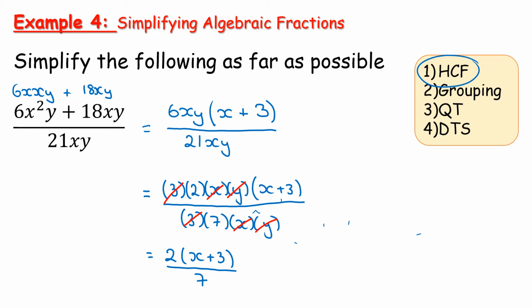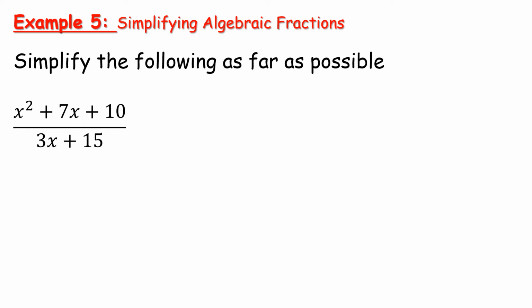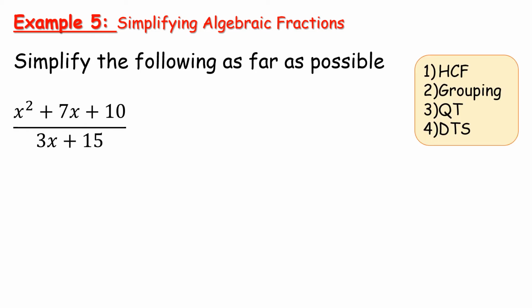Now, it wouldn't be good practice to leave it in factored form, so with the brackets. So to finish this, we would generally multiply out that top line again. So 2x plus 6 all over 7. But that is as simple as it can be. So now we have quite a complicated example here, because if you look on the bottom line we have highest common factor, but on the top line we actually have a quadratic trinomial.